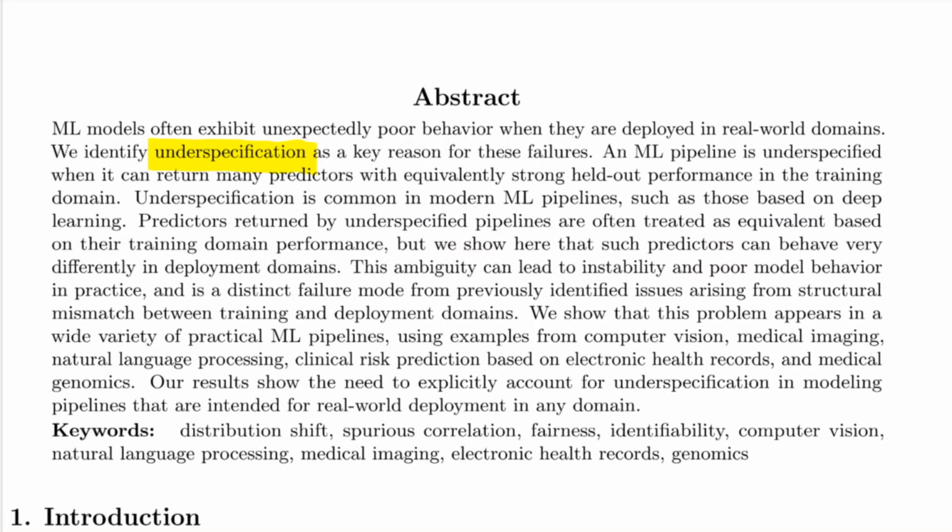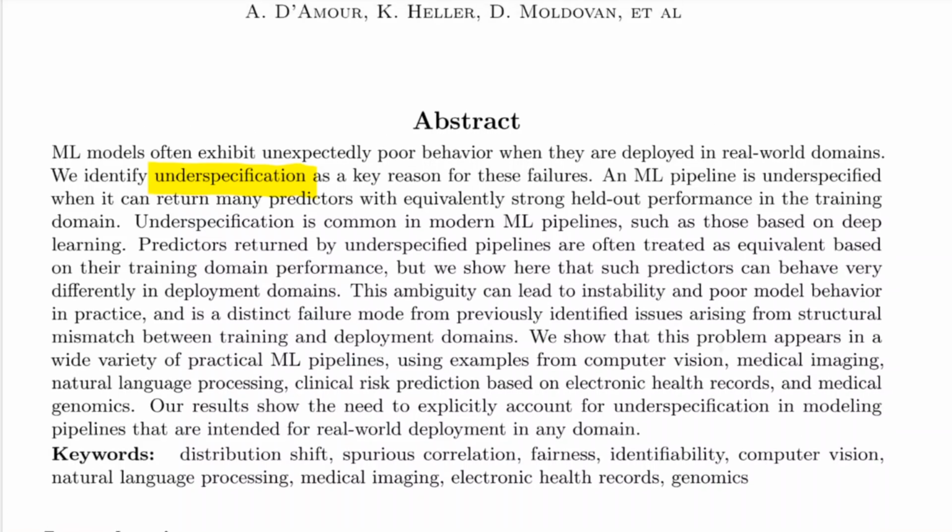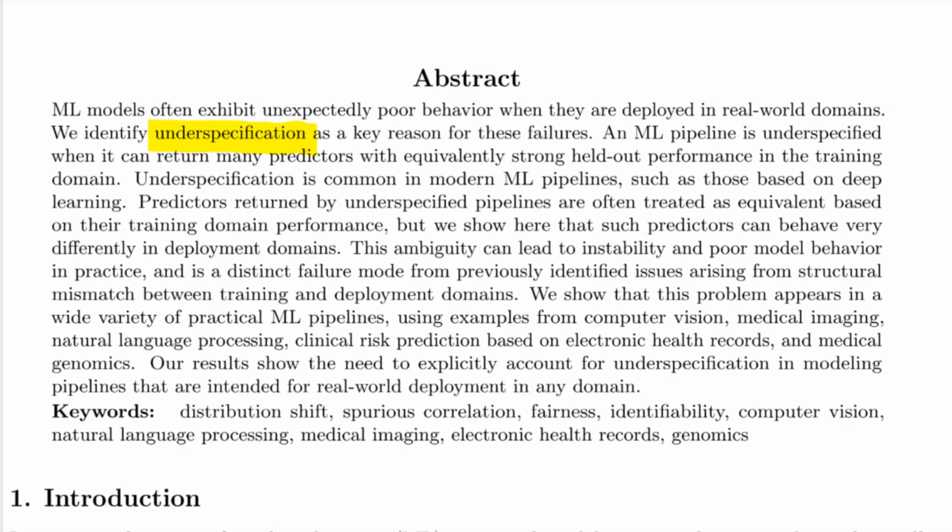The question to keep in mind while going through this paper is: do they really demonstrate what they claim? That was my question when going through some of this. So let's dive into the abstract. They say, "ML models often exhibit unexpectedly poor behavior when they are deployed in real-world domains." I think we all get a sense of what that means, and we all know examples where ML models perform fine in our lab, on our training data and test data, but when we deploy them into the world, they're not doing so fine.